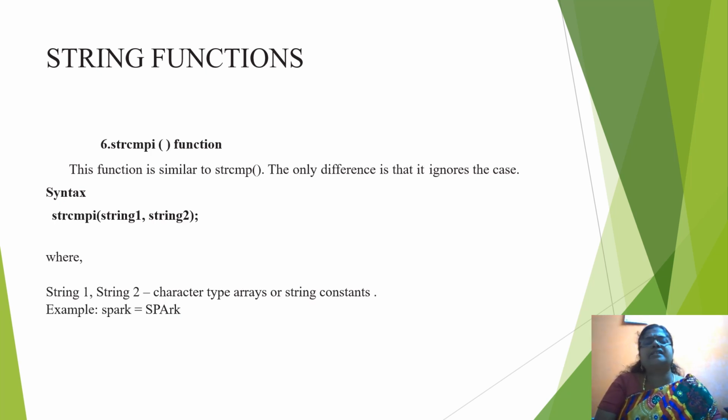And the string comparison function, strcmpi. This function is similar to strcmp; the only difference is that it ignores the case. strcmpi(string1, string2), where string1 and string2 are character type arrays or string constants. Example: spark in small letters is equal to spark in both capital and small letters.